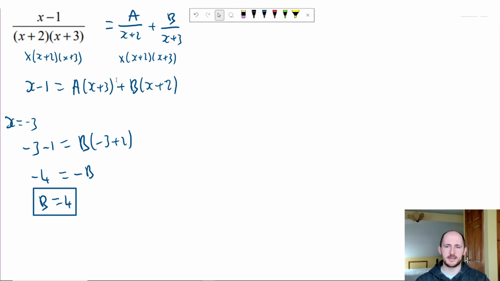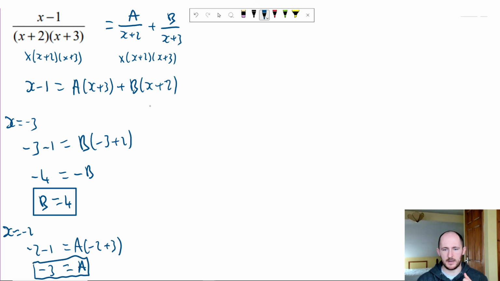Again, we could replace the b here with a 4 now, but there isn't too much need in doing that because we're just going to eliminate it by subbing in x equals minus 2 anyway. And we get minus 2 minus 1 equals a times minus 2 plus 3. So we get minus 3 equals a. There you go, nice and quick.